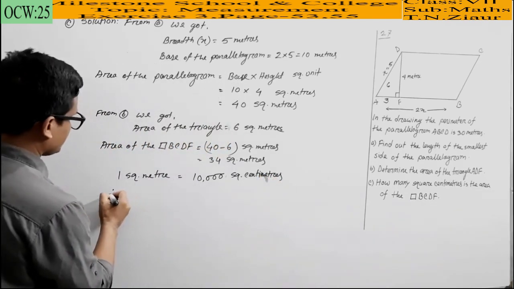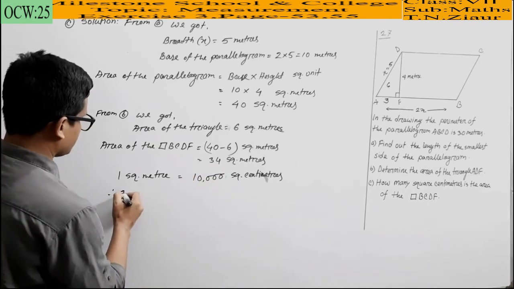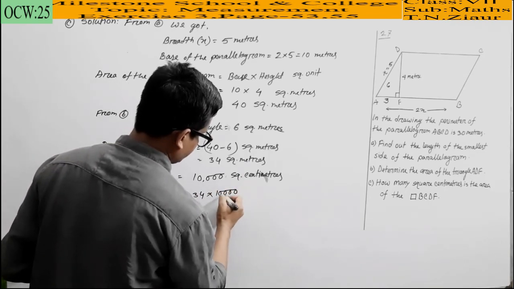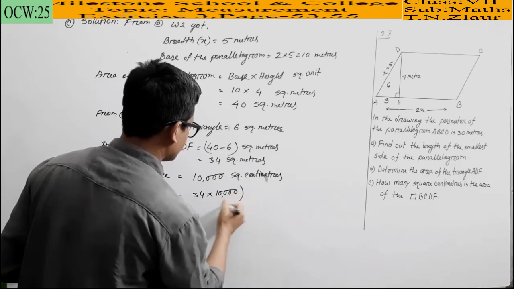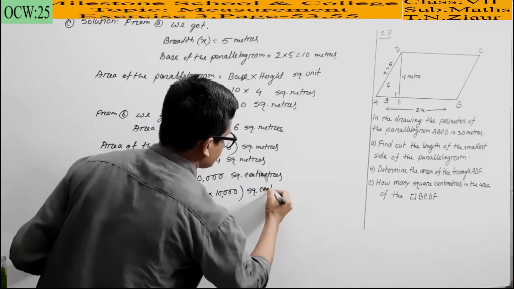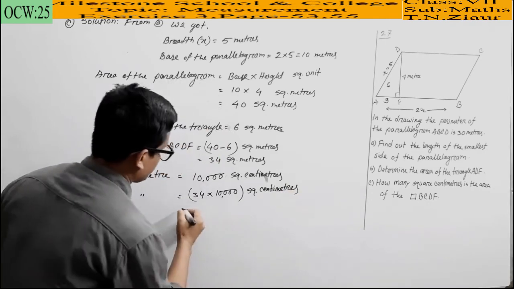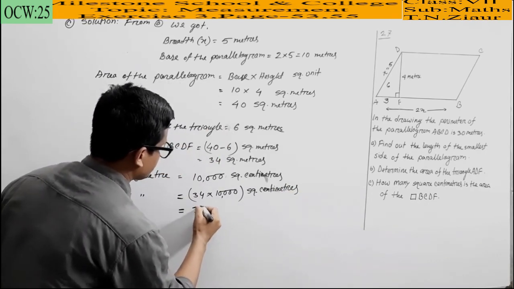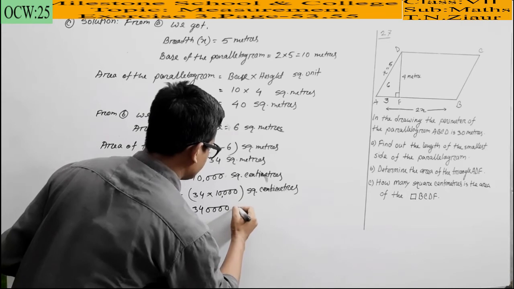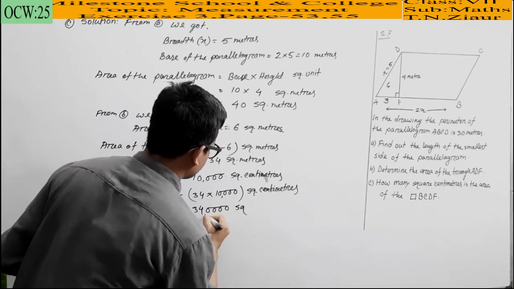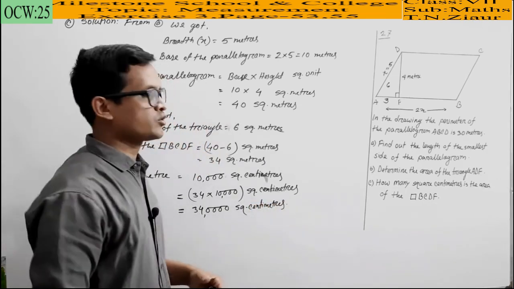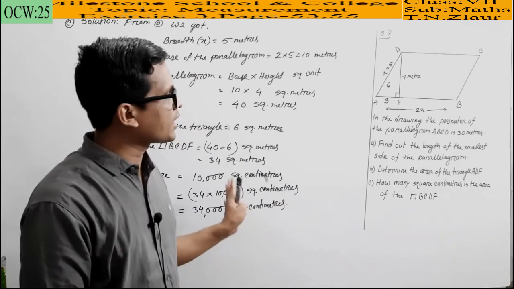So easily we can find 34 square meters is equal to what? 34 square meters is equal to 34 into 10,000 square centimeters. If you multiply, you will get 34, and how many zeros are there? 4 zeros. So this one is 340,000 square centimeters. This is the answer. Students, have you understood how to find this? It is very easy. I hope you understood this.